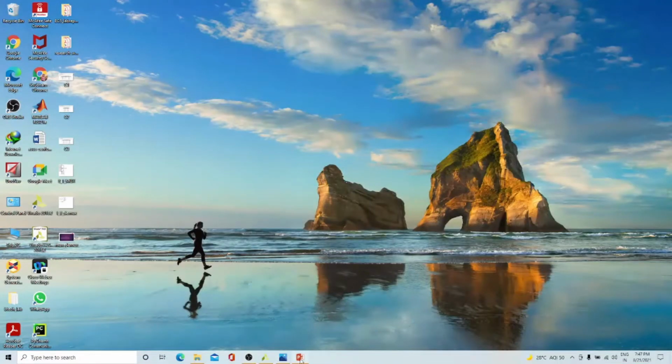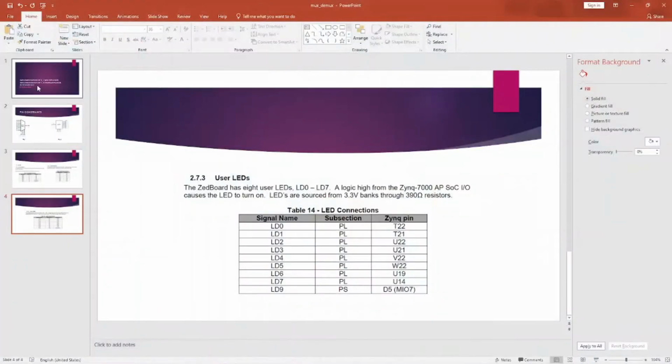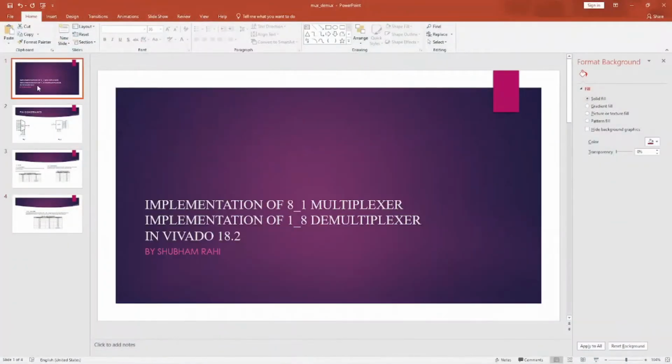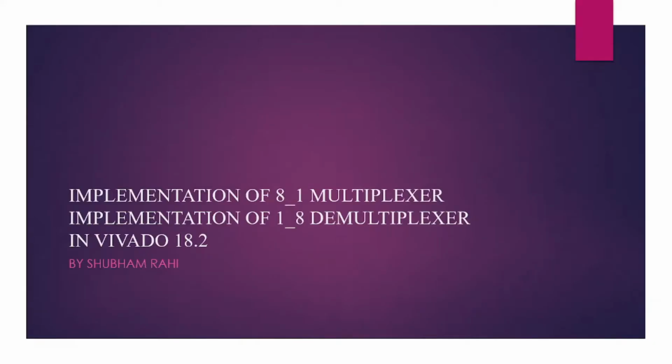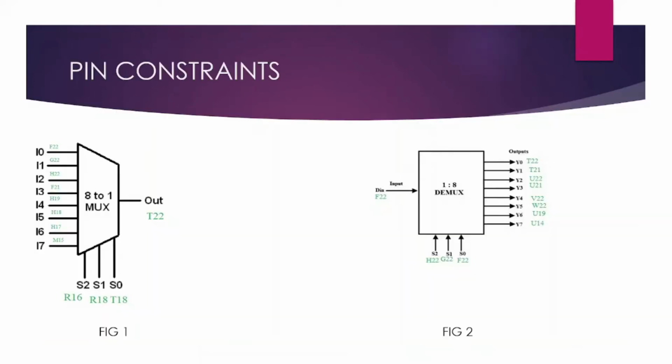So today this tutorial is basically for implementation of 8x1 multiplexer and 1x8 demultiplexer using Vivado. We will first be implementing this 8x1 multiplexer and then the demultiplexer.